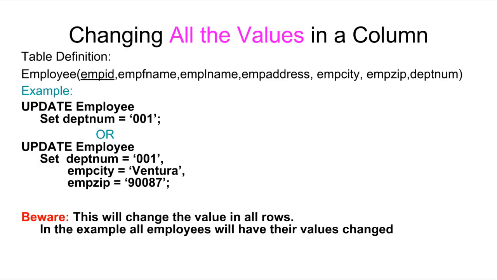Well, what we did here is not only set the department number for all employees, we also changed the city and the zip for all employees. So beware, this change will affect all the rows. In this example, all the employees have their values changed. Keep this in mind: the where clause is missing here. Without the where clause, all the employees would have the data changed.